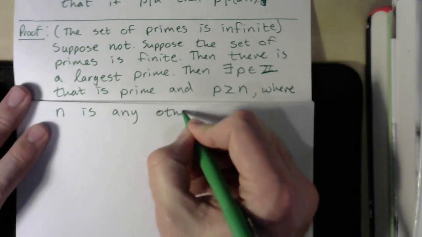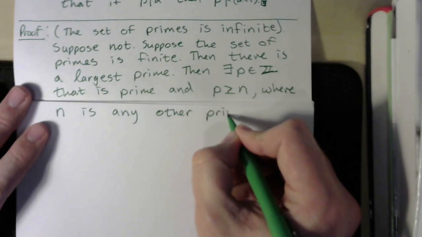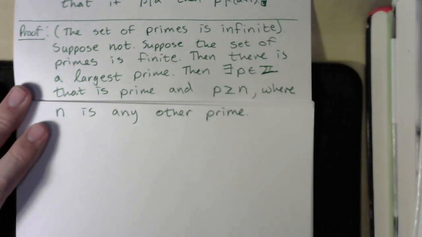So this is where n is any other prime. Okay, because that's what it means to be largest.